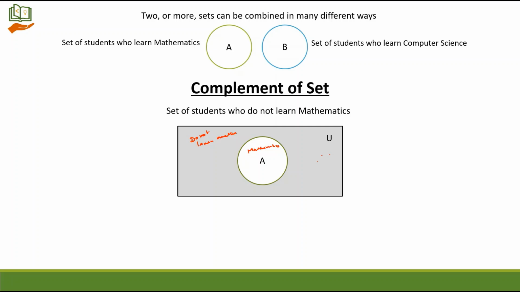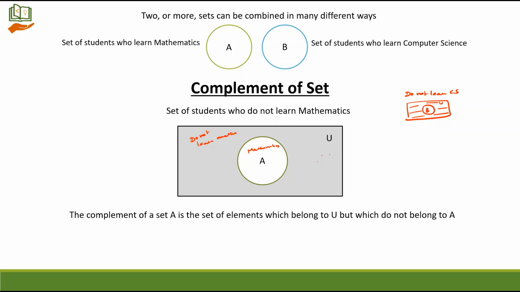If I say who do not learn computer science, you have the B set who learn computer science. Then do not learn will be anything other than B. So this is B complement. The complement of a set A is a set of elements which belong to U but which do not belong to A. So whatever element is present in A will not be taken for complement purposes. A complement can be represented as A bar or A to the power of C, stating that it's a complement. X belongs to U but X does not belong to A. This is the main thing that you need for complement.